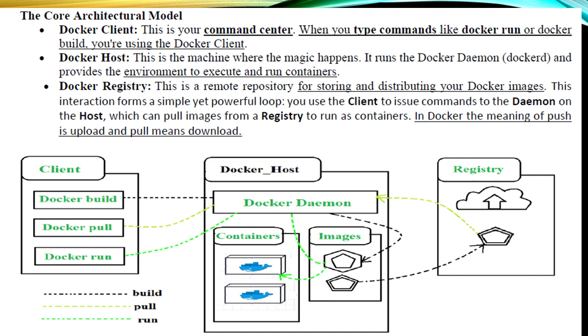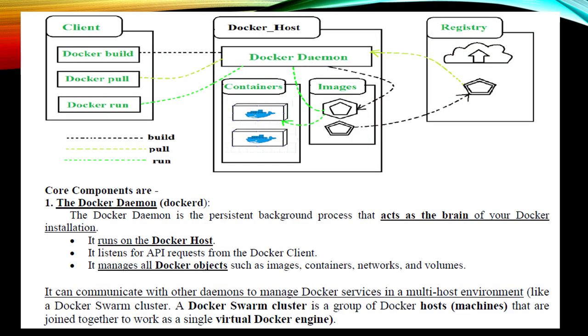The Docker daemon acts as the brain of your Docker installation. It runs on the Docker host. It listens for API, in the sense application programming interface, requests from the Docker client. It manages all Docker objects such as images, containers, networks, and volumes. It can communicate with other daemons to manage Docker services in multiple host environments like a Docker Swarm cluster. The Docker Swarm cluster is a group of Docker host machines that are joined together to work as a single virtual Docker engine.